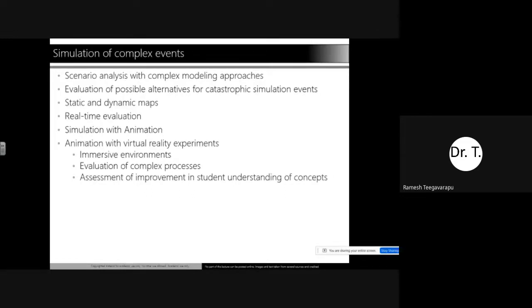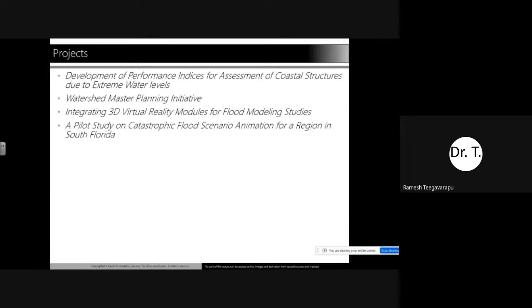So for the virtual reality experiments, as I said, we are evolving into what we call immersive environments, which are already there. We can assess the improvement in student learning of any concept, for that matter, from chemistry to environmental engineering to civil engineering, and then we can evaluate complex processes. So let's go first to the dynamic simulation. These are some of the projects we have conducted.